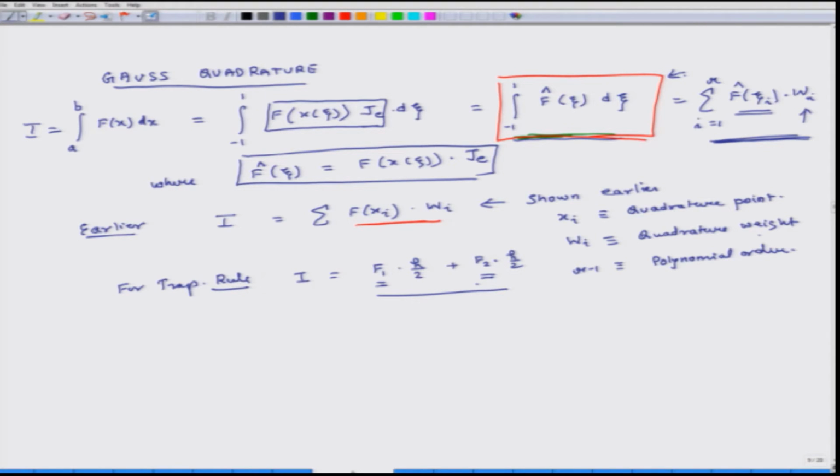So, I will again write it here: I, the integral from a to b of f(x) dx, can also be written as the integral from -1 to 1 of f hat of zeta d zeta, and this equals the sum of f hat evaluated at location zeta i times the quadrature weight Wi, and this summation is going to happen from 1 to r.